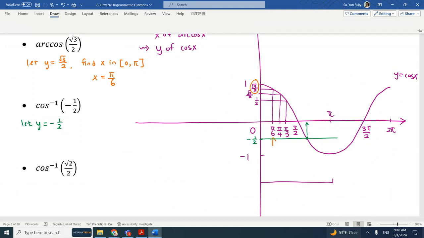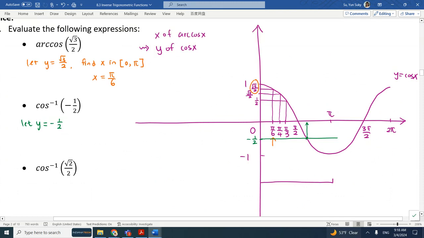Okay, here is the trick. You know, this is pi over 2, right? This is pi. The middle one will be what? The middle one will be 3 pi over 4. Yes, everybody?